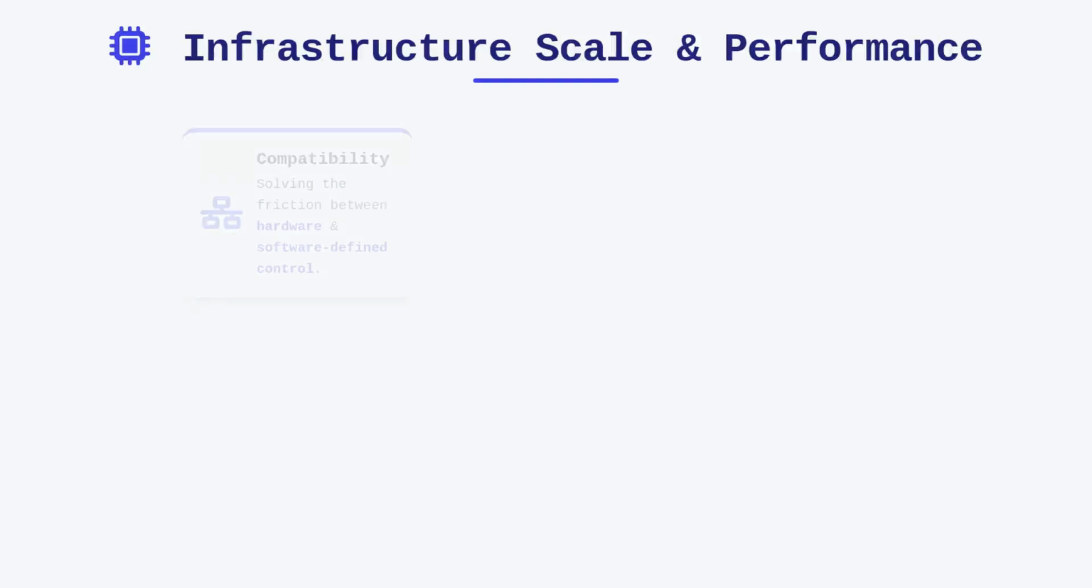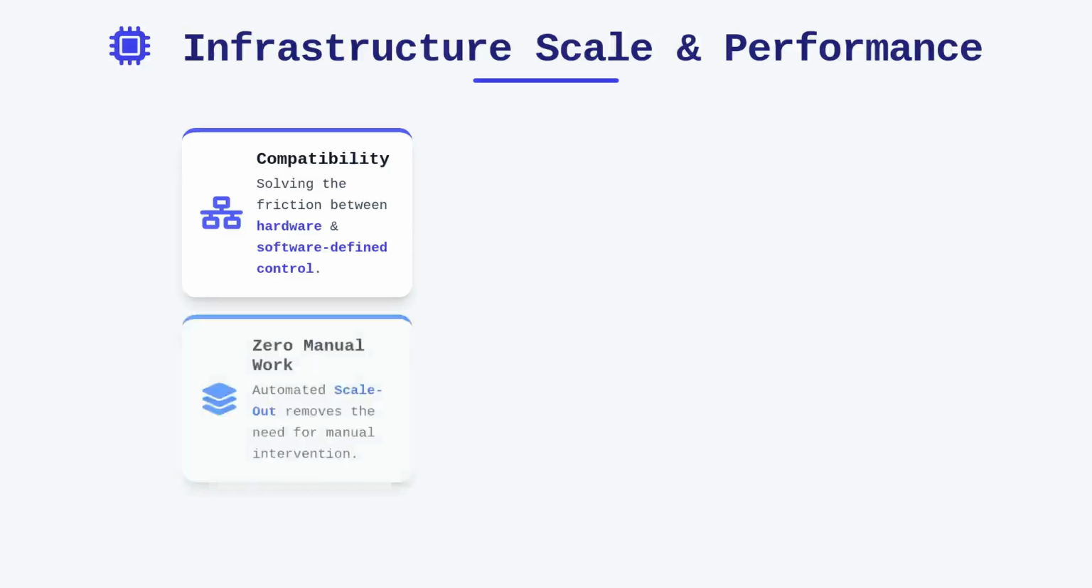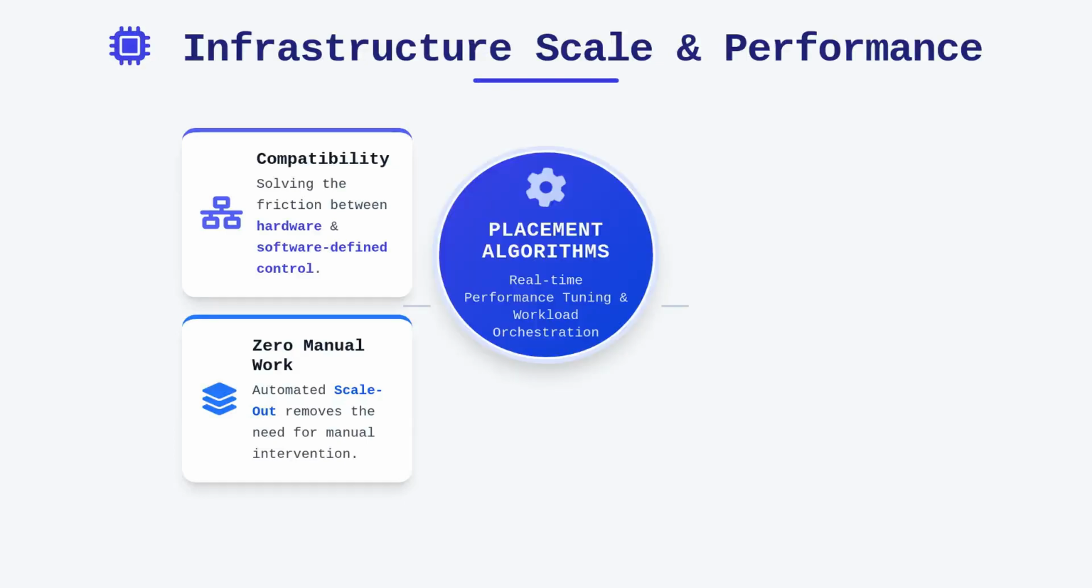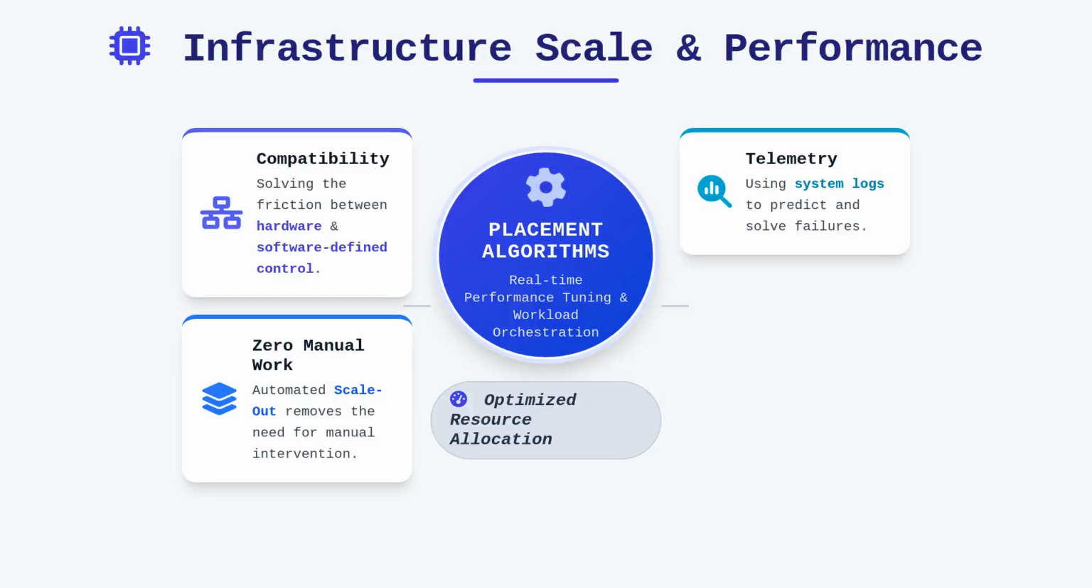Finally, we must address the reality of hardware compatibility and the impact of software-defined control on overall scalability. At scale, manual intervention is simply not an option, which is why we rely on resource algorithms to manage workload placement based on real-time performance tuning metrics. These algorithms analyze the state of the data center and determine the optimal placement for containers or virtual machines based on predefined constraints. Troubleshooting these automated transitions requires a comprehensive grasp of diagnostic telemetry, where we interpret system logs to predict and resolve failures before they impact the user.